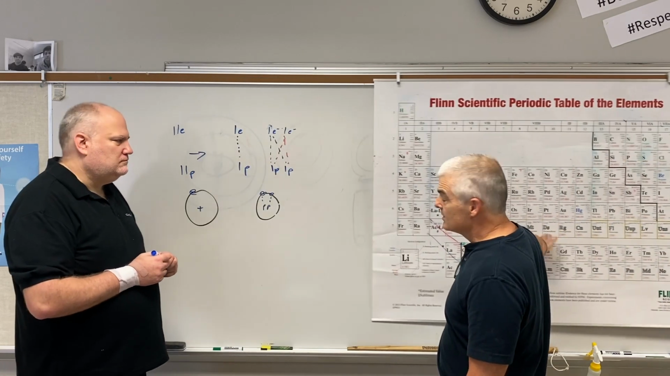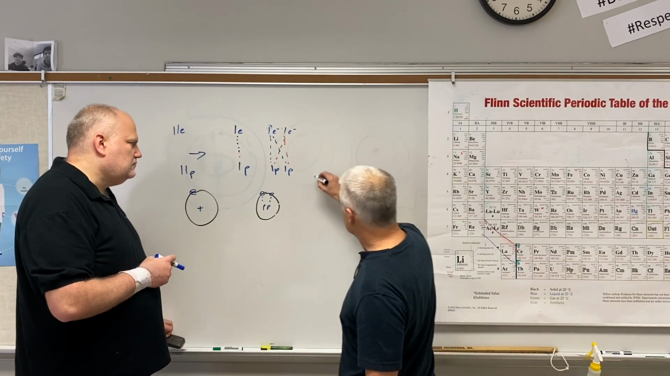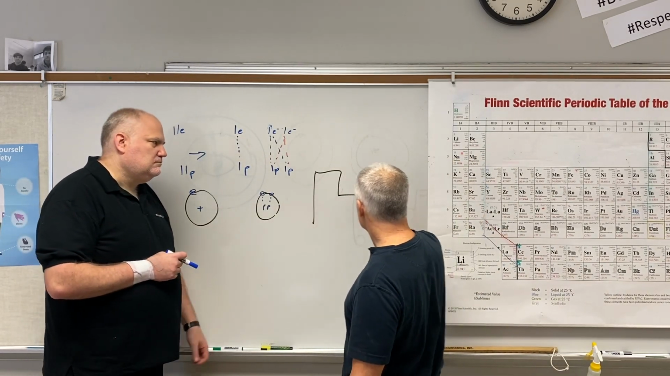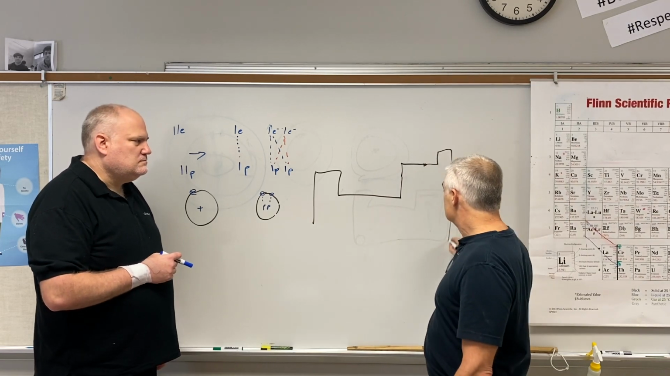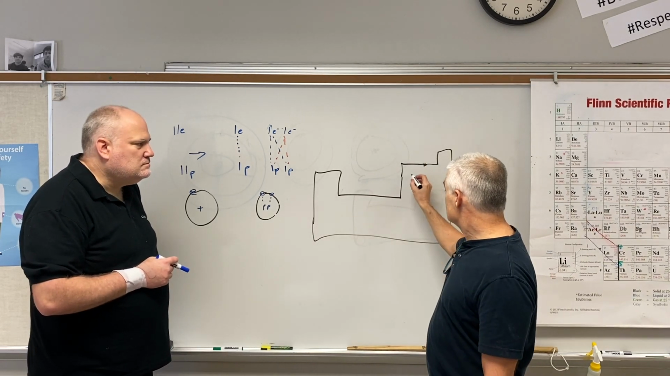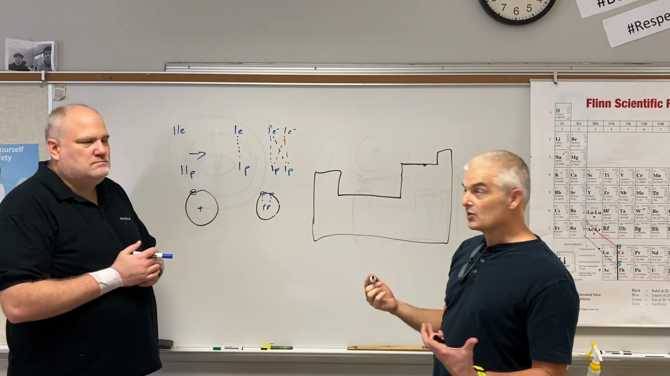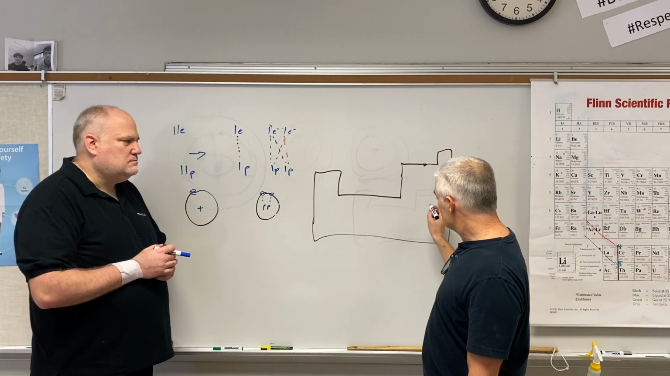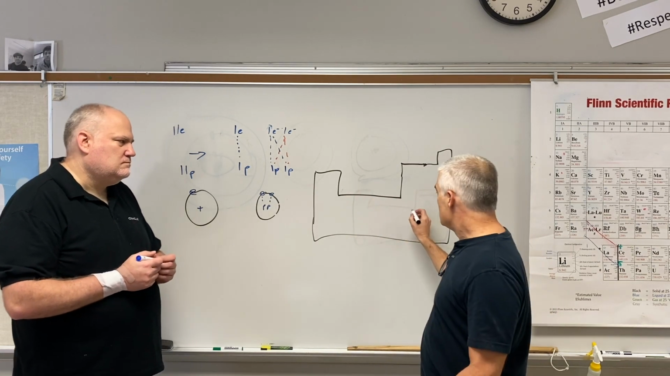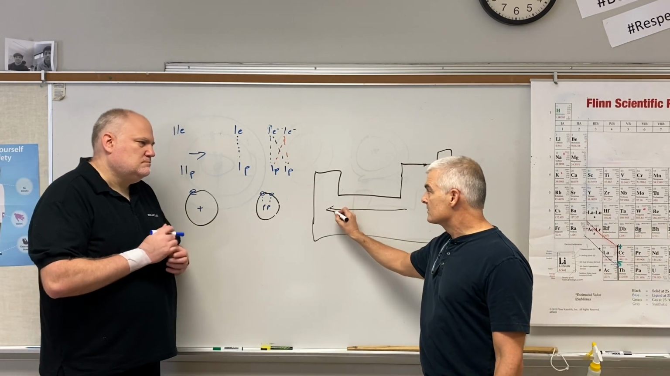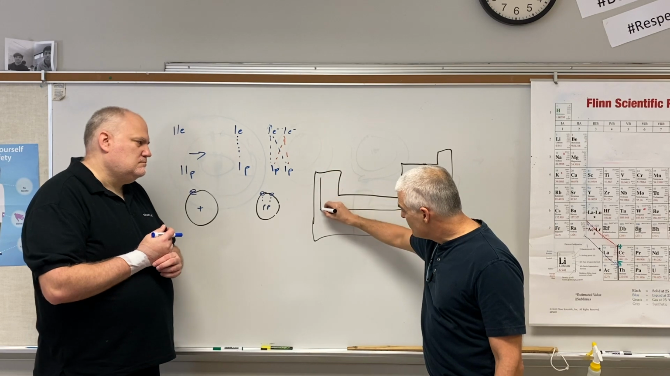What I'd like you to do in your notes is to sketch a periodic table, and this is going to be just a total nasty sketch here. And what you're going to do is talk about getting bigger, right? We just talked about how as you go across, they get smaller. But as you go this way, they get bigger. And as you go down, they get bigger.